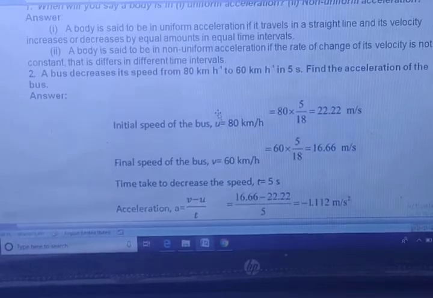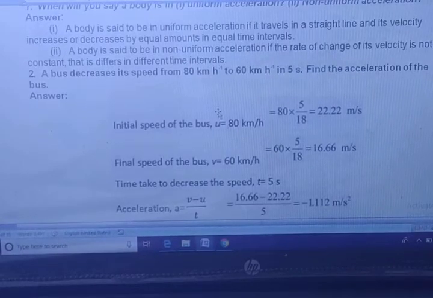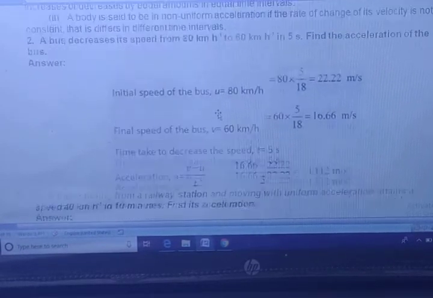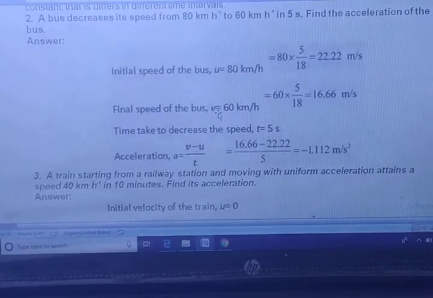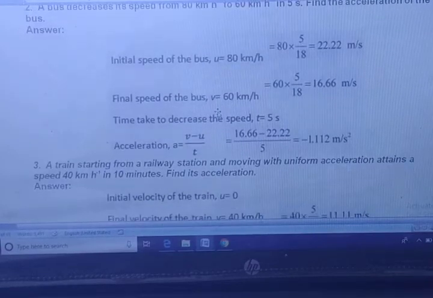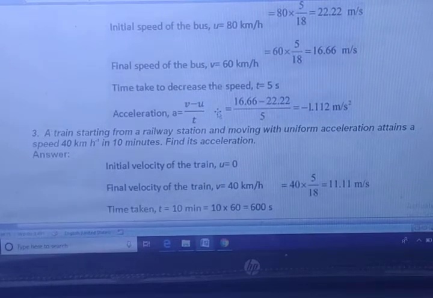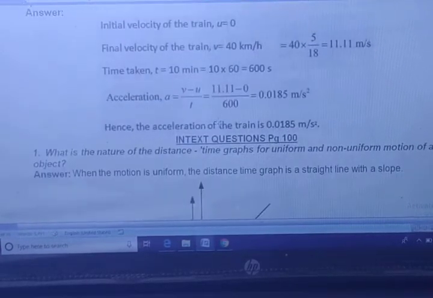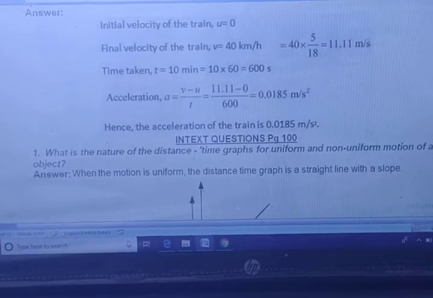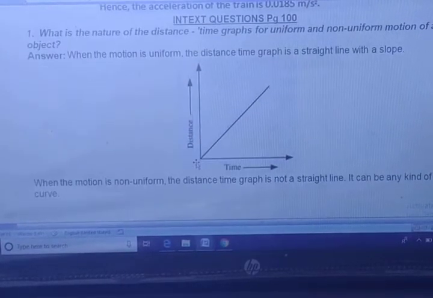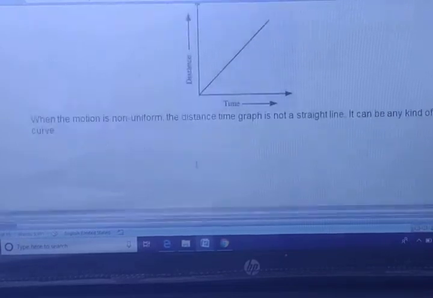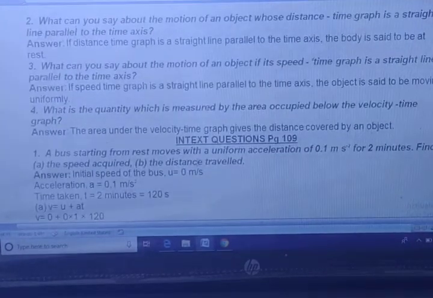Here you can see that bus one, as I have solved on the board also. You can just follow all the numericals. Each and every numerical I have represented. A train starting from a railway station. This also I had explained in the previous video, and we have calculated the acceleration of the train. After that you can see here the graph and time motion. How will you describe the graph and time motion? You can draw these motions.